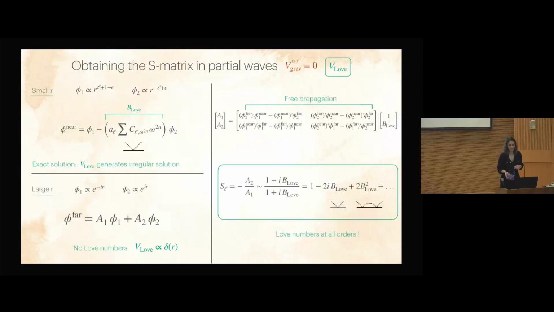And then again, I can compute the S matrix, which is this ratio, and it becomes basically a geometric series. And then I can expand in V_LOV, and I'm going to obtain the contact term, and then iteration of the contact term. You would get those diagrams if you compute these bubble integrals in momentum space. And this allows us to basically get Love numbers at all orders. This looks very much like a 1PI resummation, by the way, that we learned in QFT.